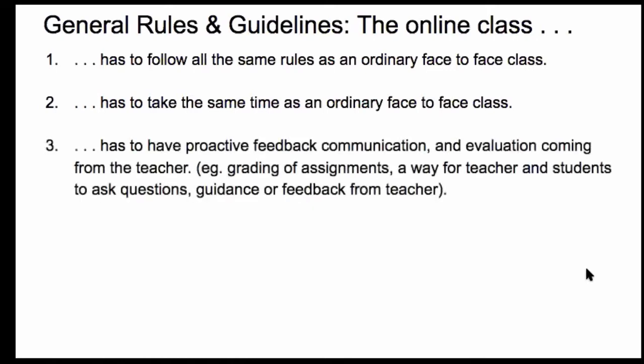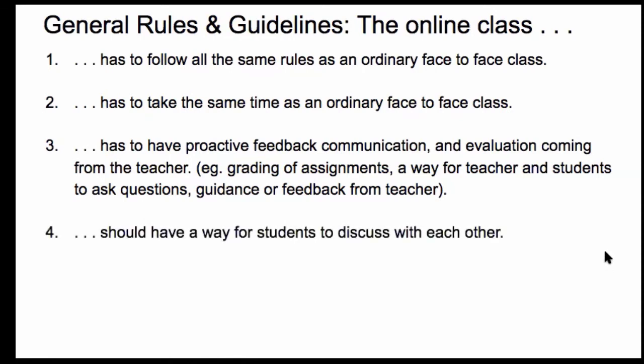Next, the online class has to have proactive feedback, communication, and evaluation coming from the teacher, but also from the students to the teacher. Think about automatic things we do in a face-to-face class. We grade assignments. We have the students raise their hand and ask questions in class. We have a way of the students contacting us by LINE or by email or by anything. And we also give students guidance and feedback from ourselves. That is not just a test or even just feedback, but written or spoken advice on a composition.